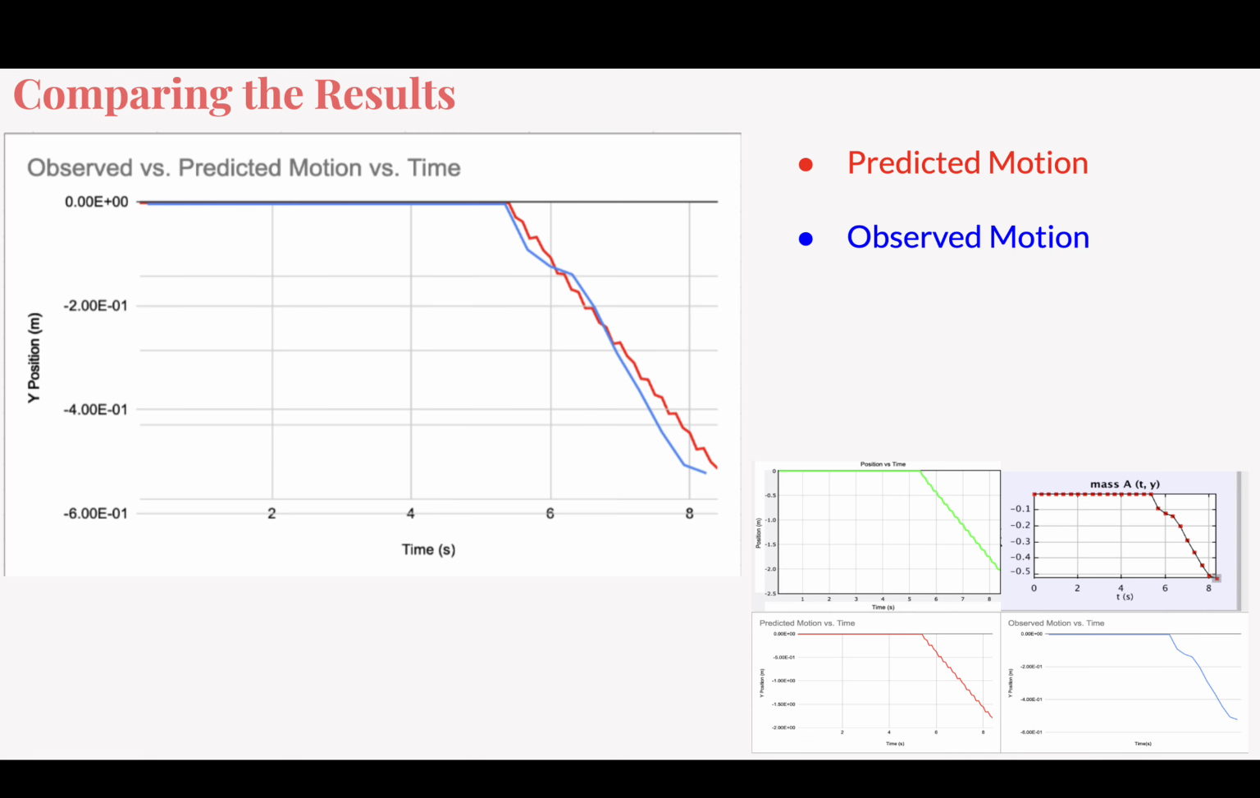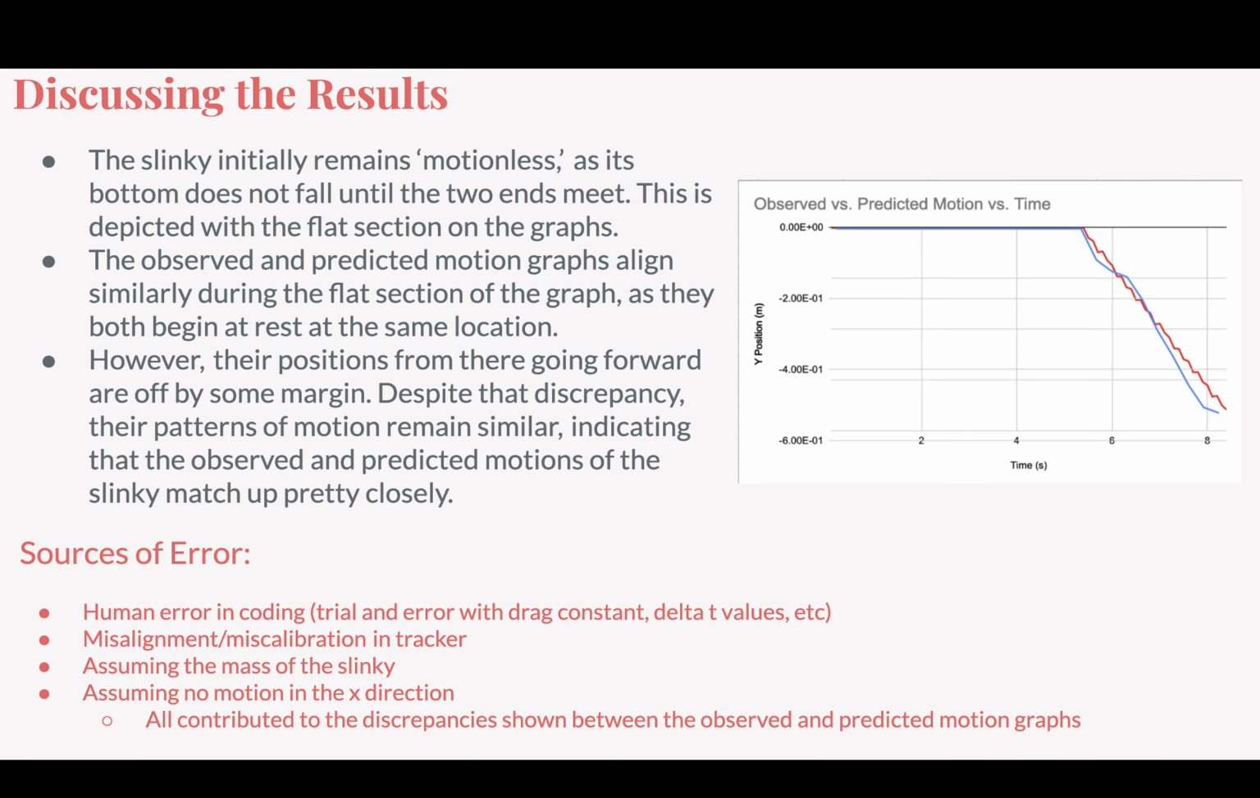So here are some graphical results from each stage of the lab. The slinky initially remains motionless on the graph, as its bottom does not fall until the 2 ends meet. This is depicted with the flat sections on the graphs. The observed and predicted motion graphs align similarly during the flat section of the graphs, as they both begin at rest at the same location. However, their positions going forward are off by some margin. Despite that discrepancy, their patterns of motion remain similar, indicating that the observed and predicted motions of the slinky match up.